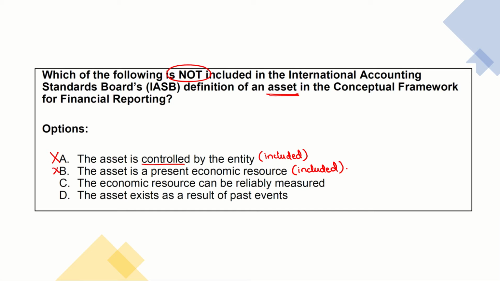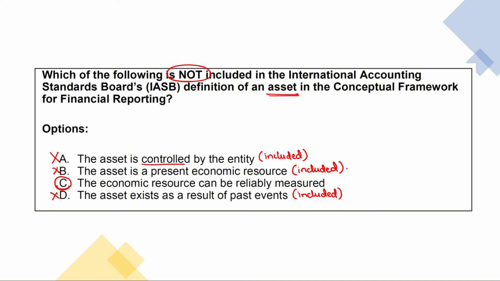The economic resources can be reliably measured. And the last one is the asset exists as a result of past events. Now, out of these two statements, guys, the last one is included in the definition of the asset. Therefore, it will not be the part of my answer, and option C will be considered as my correct answer.